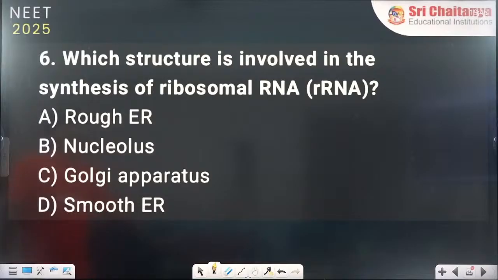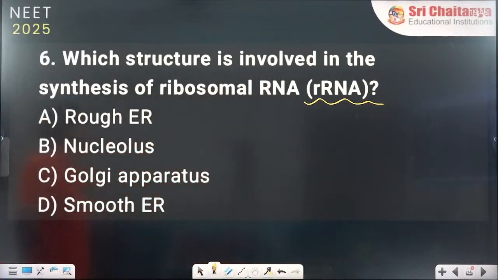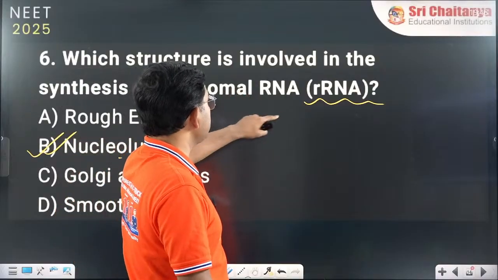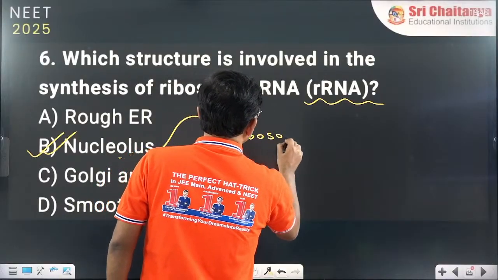Now here, which structure is involved in the synthesis of ribosomal RNA? Just we have seen rRNA. Quickly answer. rRNA formation is the function of, yes, very good Chandrika. Venkata, very good. So now all of you are answering B. Yes, it is the nucleolus which helps in the formation of rRNA, and that's why it is also called ribosome factory.